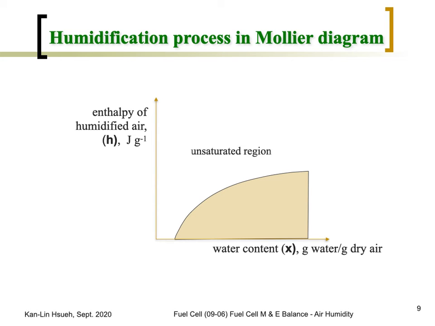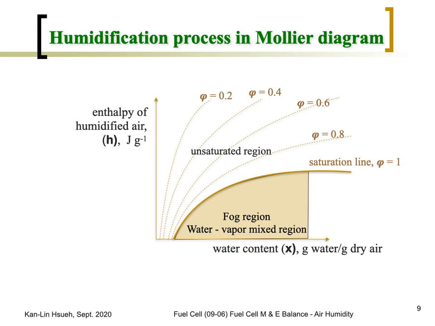On the open space, over here is the unsaturated region, and then the brown region is the fog region. That means inside it contains the water and vapor mixed region. And then the borderline is the saturation line, where the relative humidity equals 1. And in the unsaturated region, there are different relative humidity lines. This line I just plotted arbitrarily, just a schematic, so it is not accurate.